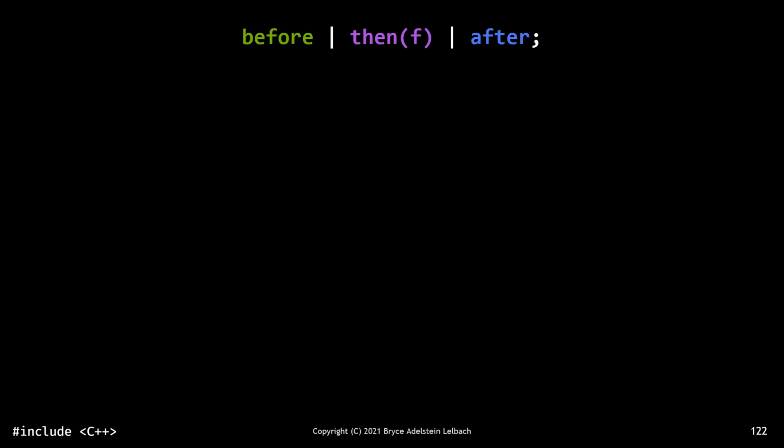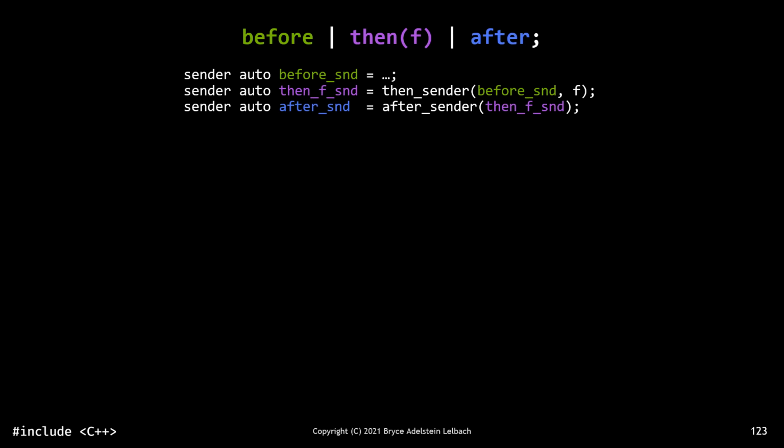Now, let's discuss the details of how sender graphs get formed. Suppose we have a single link in a chain of senders. We have an abstract before sender adapter on the left-hand side of this link, a concrete then adapter, and an abstract after adapter on the right-hand side. If we unroll the pipe syntax, we'll have something like this. We've got a before sender that came from somewhere. We create a then sender, which will contain the before sender and the function f. And we'll also create an after sender, which will contain the then sender.